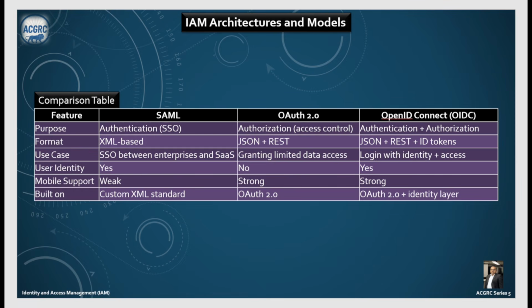Use case: SAML is SSO based. OAuth is granting limited data access. And OIDC is login with identity and access. From a mobile support perspective, OAuth and OIDC have strong mobile support, whereas SAML is weak. SAML is built on custom XML standards. OAuth is built on OAuth 2, and OIDC is OAuth 2 plus an identity layer added.